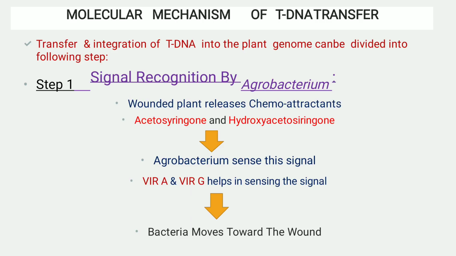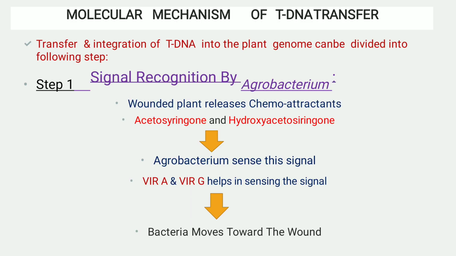Step 1. What is step 1? Already I have told you. It's just a flowchart which I want to explain to you and make you understand and remember it forever, right? Step 1 is signal recognition by the agrobacterium. The wounded plant cell releases the chemoattractant, which is acetosyringone or hydroxyacetosyringone. We know that this chemical is sensed by the Vir genes, right? The VirA helps in sensing the signal.